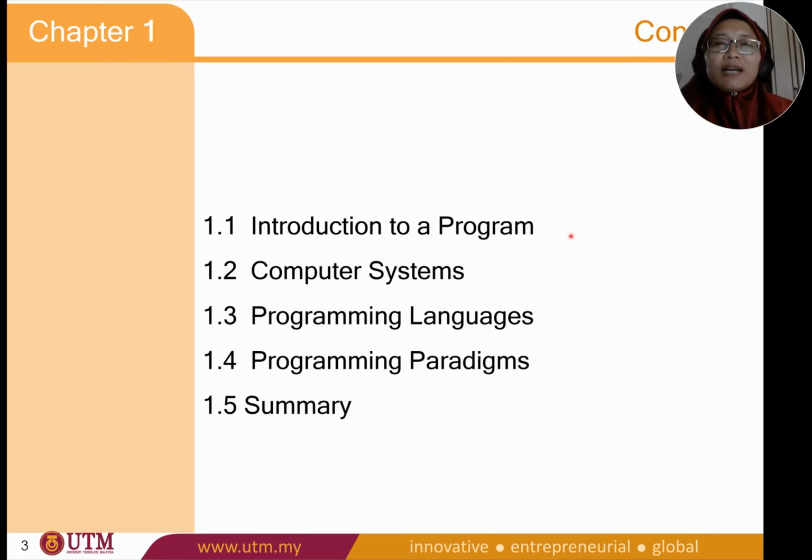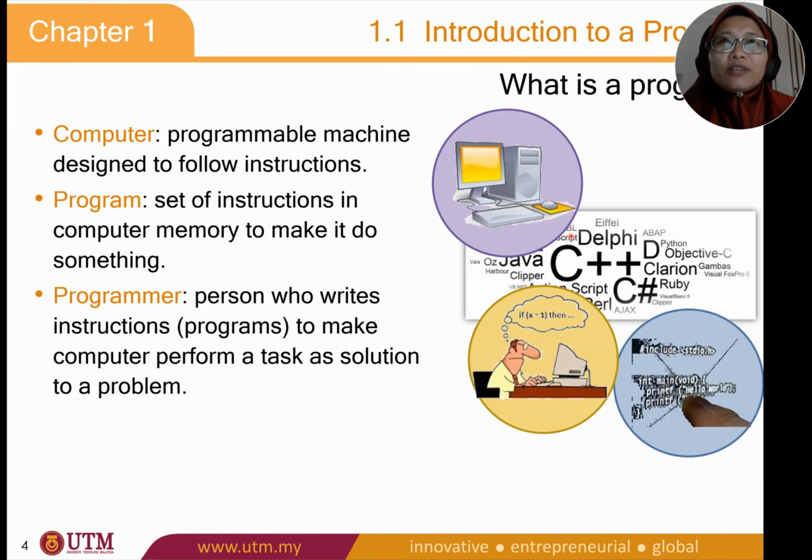So this is the outline. Basically we have five parts. Well, four parts that we're going to look at, and the fifth part is the summary. So let's get on to it. Introduction to a program. Here we see three keywords or concepts that we need to understand. The first one is computer, the second is program, and the third is programmer.